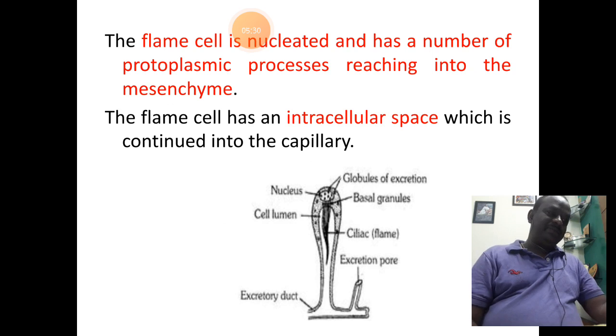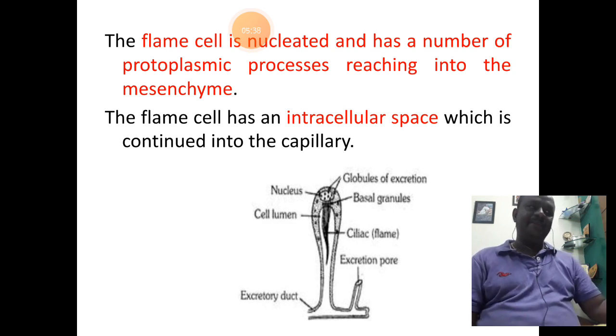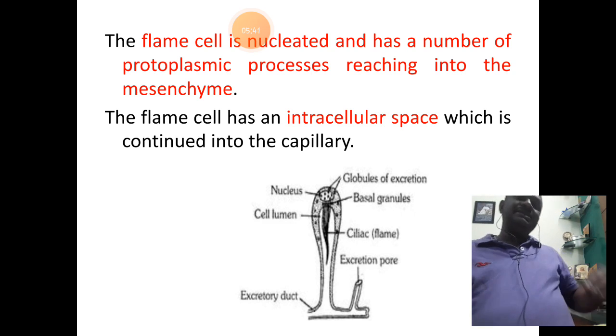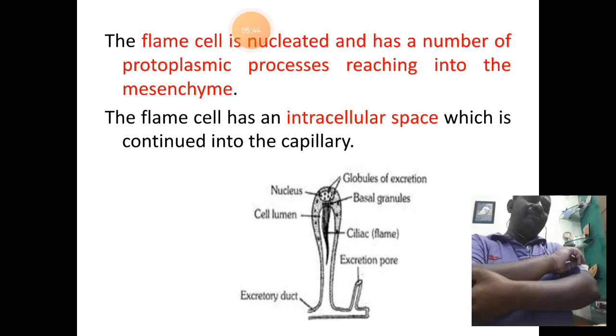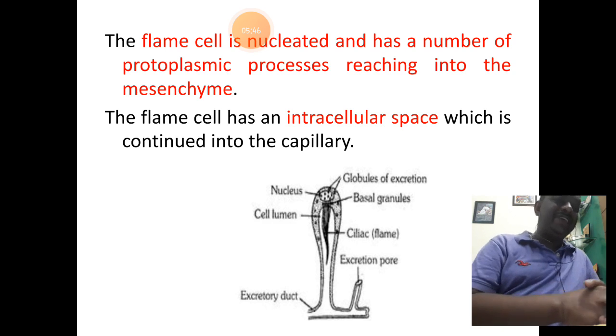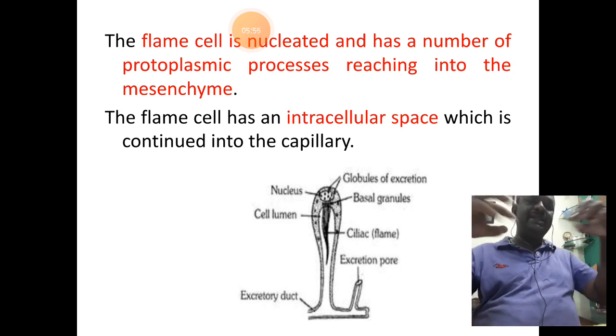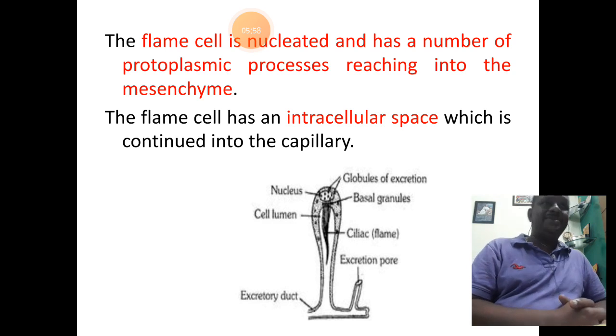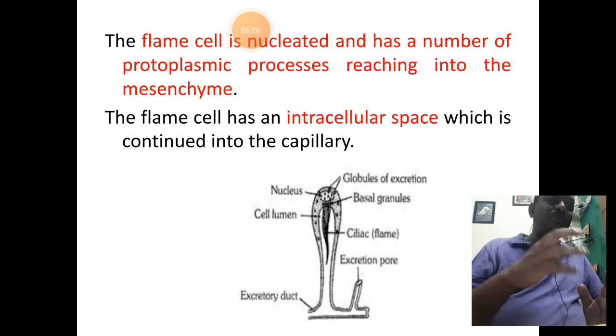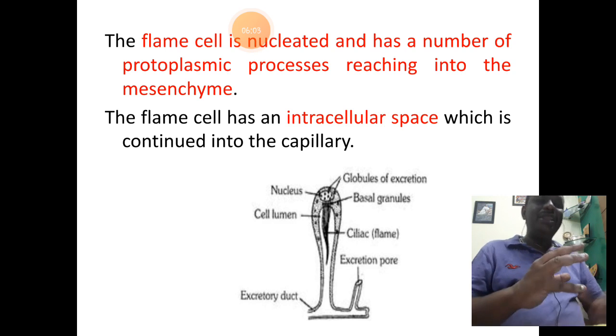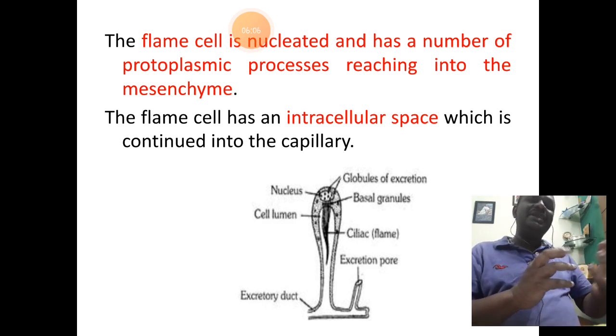Here, when we look at the structure of a flame cell, it is an elongated cell, of course has got a nucleus within. It has got an outer cell membrane. The cell membrane may be smooth or it is extended to form protoplasmic extensions. These protoplasmic extensions have the ability to draw the excretory waste which is seen in the neighboring or surrounding mesenchyme cells.